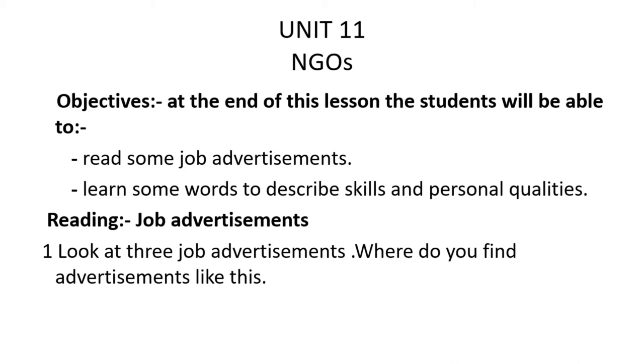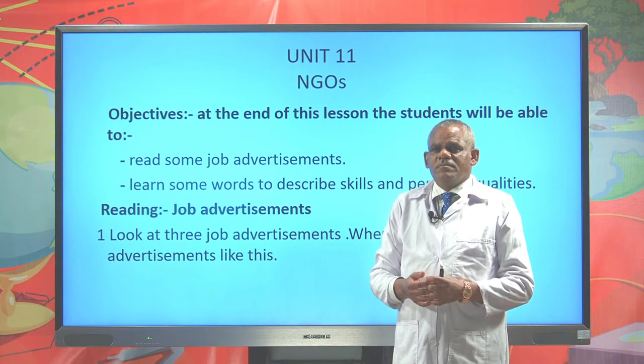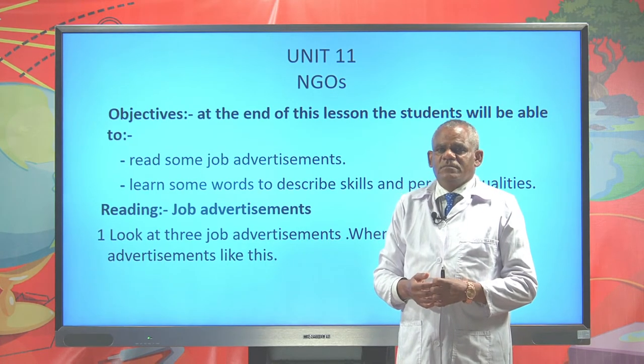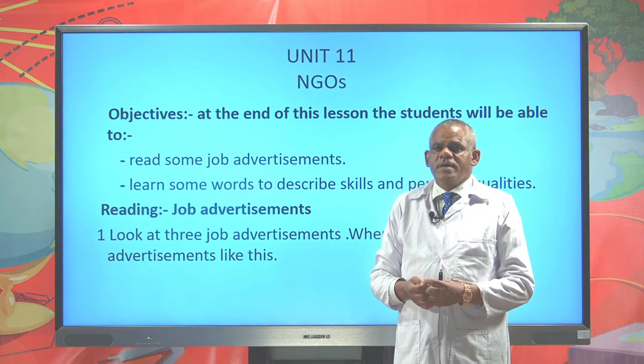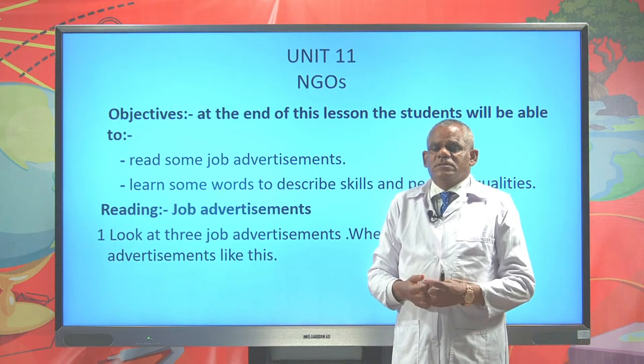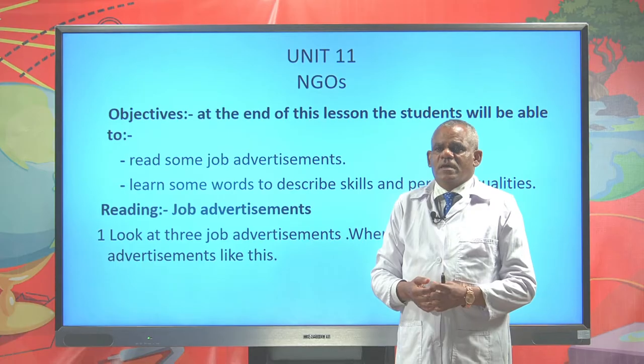And learn some words to describe skills and personal qualities. Different organizations need different kinds of qualities at the same time, professional qualifications. Those are the main topics and issues of today's reading activity. Before you read the text, remember that reading by itself is an individual activity. So hopefully you read the text, that is the job advertisement, and then you will give a lot of suggestions or opinions about different kinds of job advertisements, which are posted in many parts of the country.